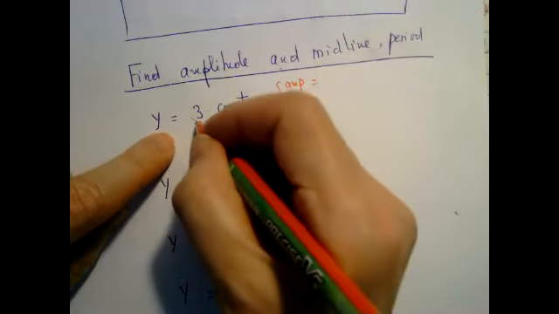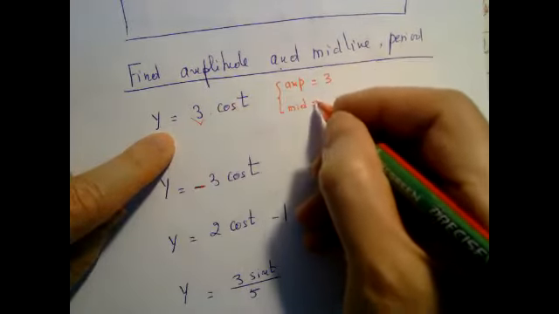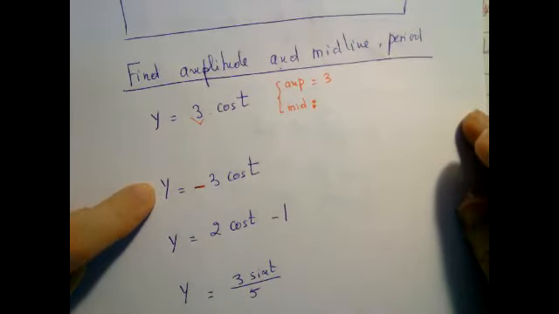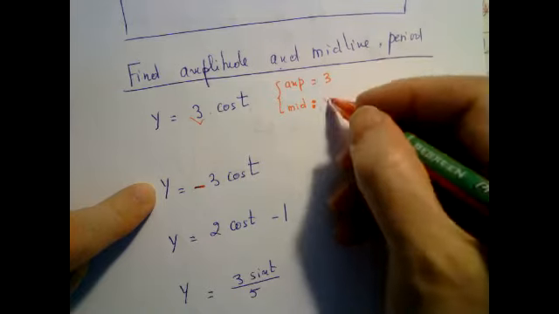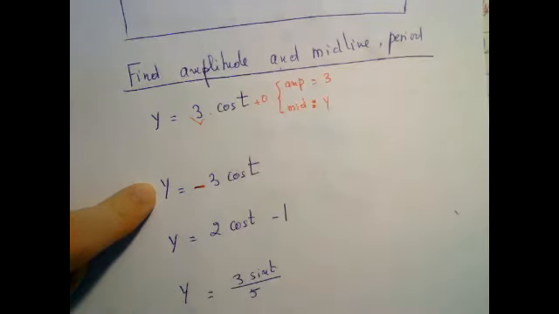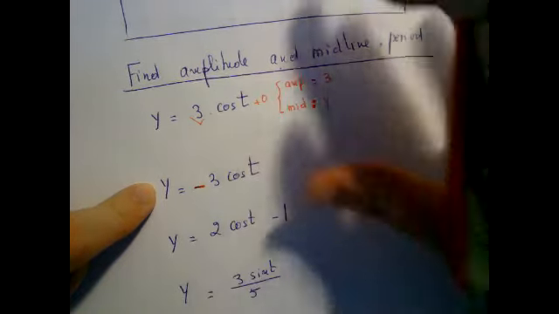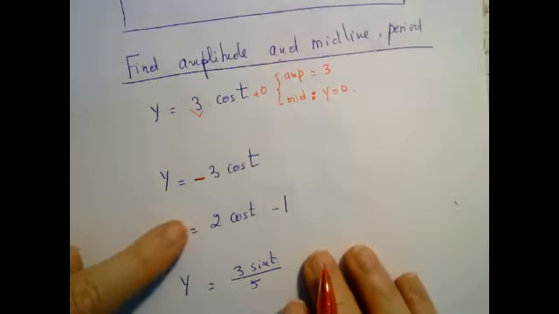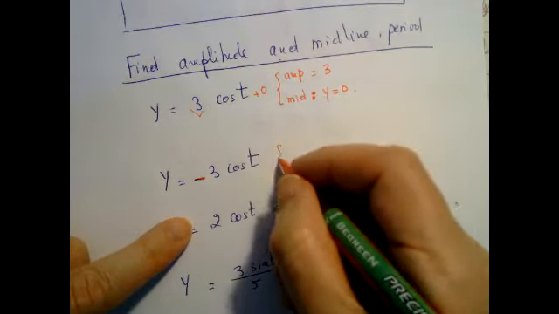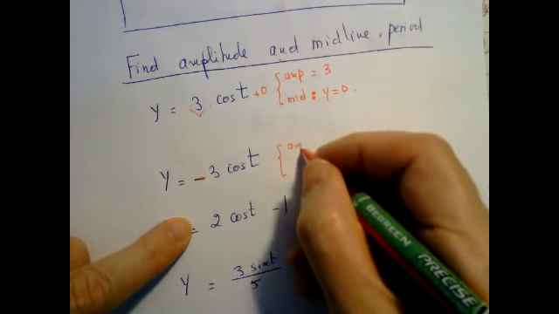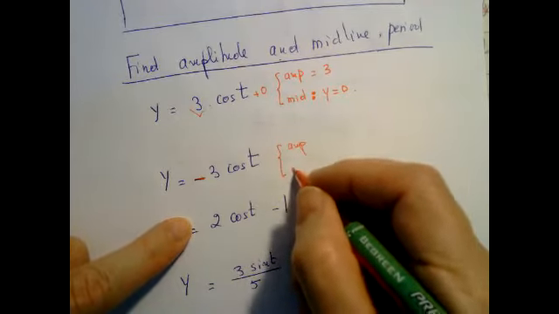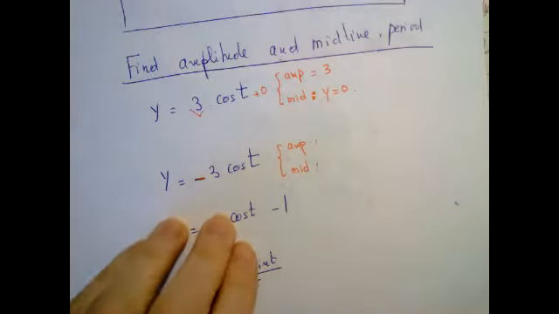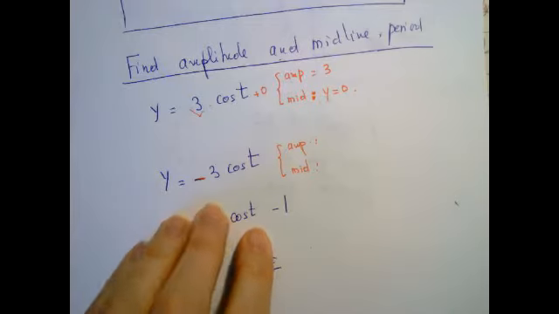The amplitude is 3. What's the midline? 0, because we're adding a 0. So we're not shifting the cosine, we're just stretching it. y equal to 0. Okay, Danielle, stay with me for the second one. What's the amplitude? And what's the midline? What's the amplitude in the second part?